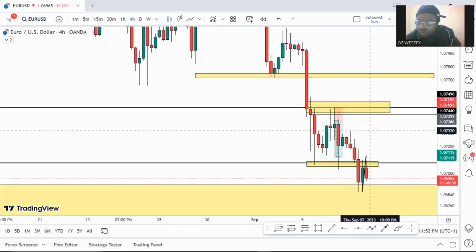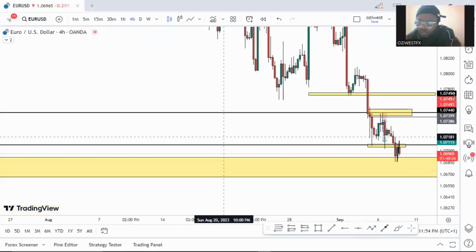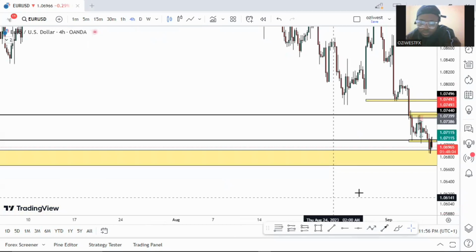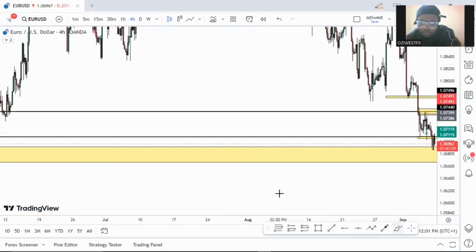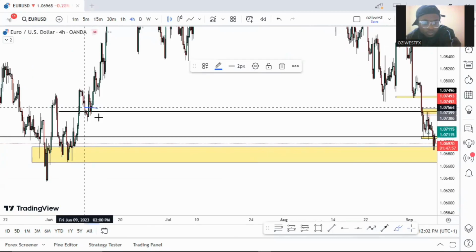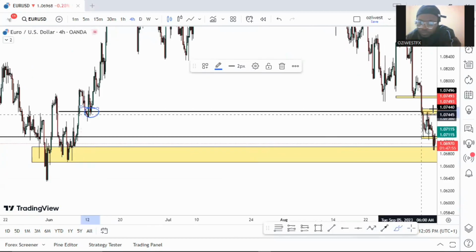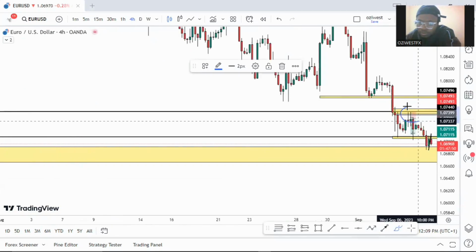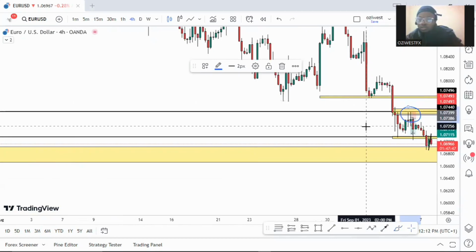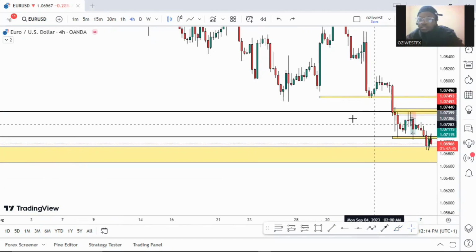And if you look closely also on the 4-hour time frame, it's the same thing. We have this support here, which price later came and turned into a level of resistance.